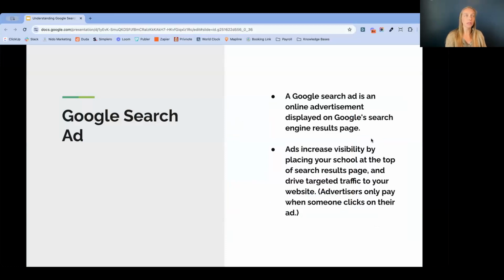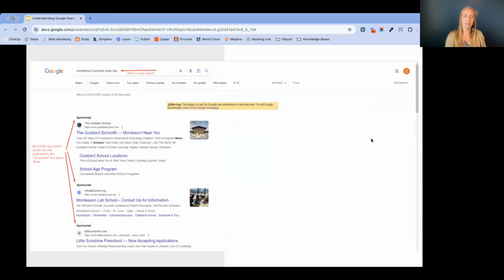So if someone's just scrolling and scrolls past your ad, you don't pay for that. It's only when they click on it. So once again, here's another example. This one is really specific to Montessori. So let's say someone is searching for Montessori schools near me.